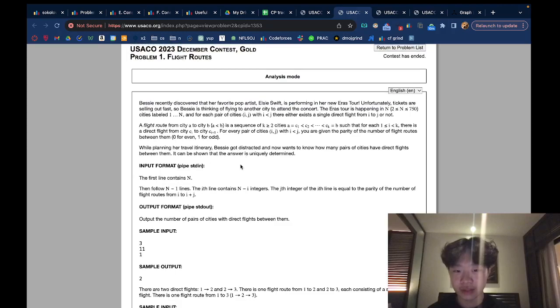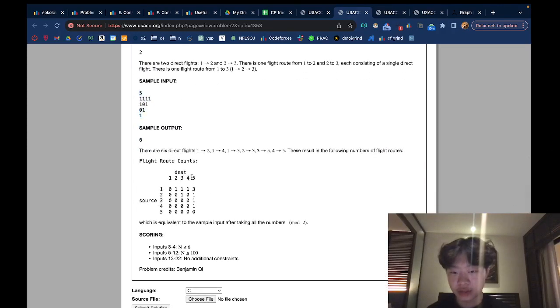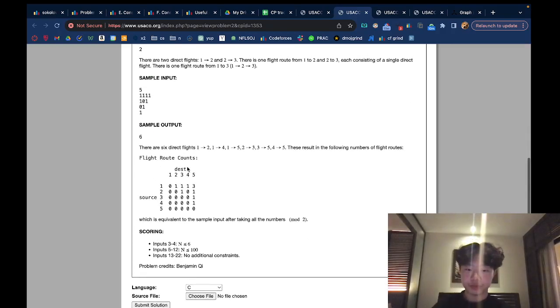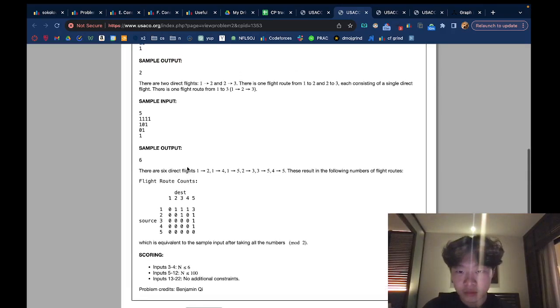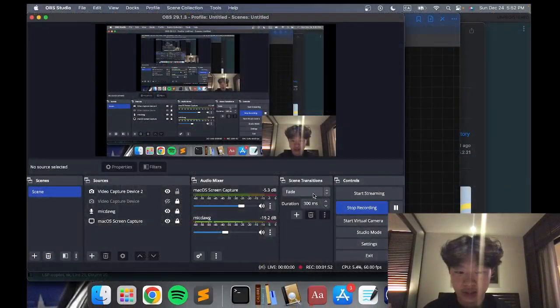So a path from, suppose, 1 to 5, it can go 1 to 2 to 3 to 4 to 5. That's a flight route, or it's just 1 straight up to 5, and it gives you the parity of the flight routes between every two nodes. Okay. So as you see the input, I think in contest.